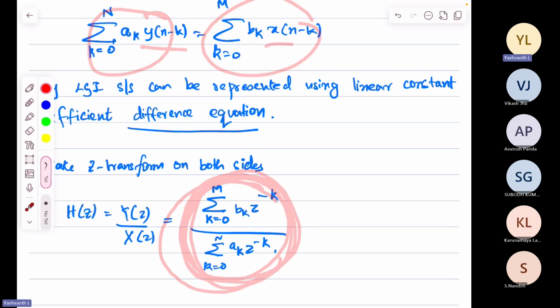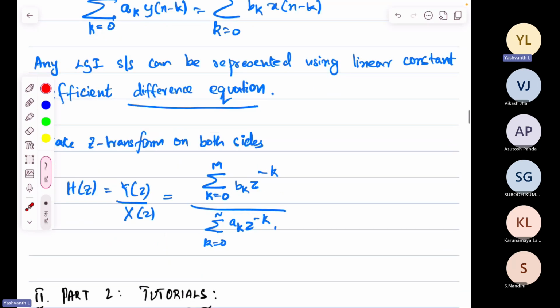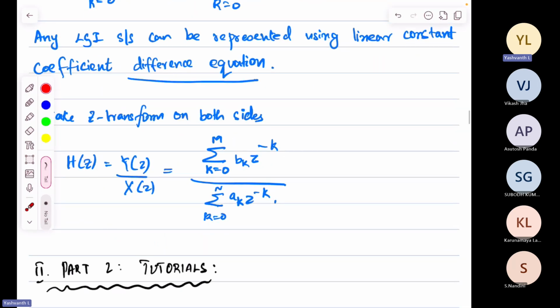Okay. Now maybe this is where we were, and I think this is basically the summary of what has been covered till this week. If there are any questions, this is the right time to ask.